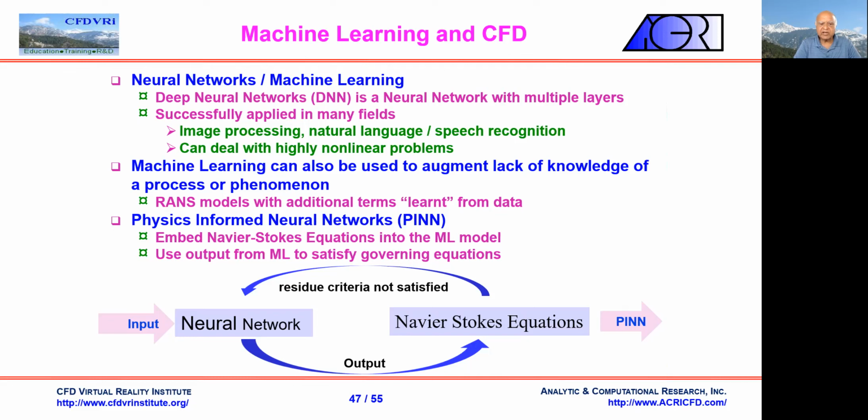So physics-informed neural networks basically embed the Navier-Stokes equations into a machine learning model. So basically, the input of boundary conditions or flow conditions or equipment conditions are fed into a neural network. There is some criteria based upon which an output is obtained that is plugged into the Navier-Stokes equations, and then we see if the Navier-Stokes residue criteria are satisfied, if they're small enough. If not, we go back, retrain our neural network till we get that condition satisfied, and that is what becomes a physics-informed neural network.